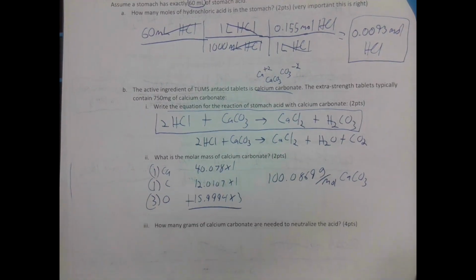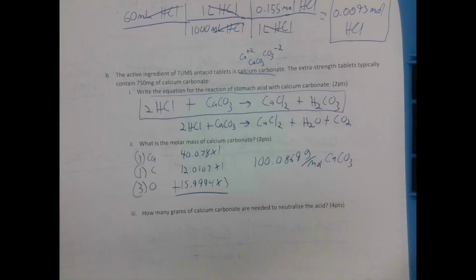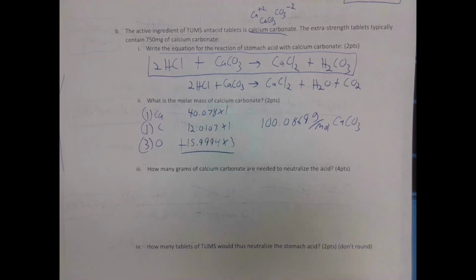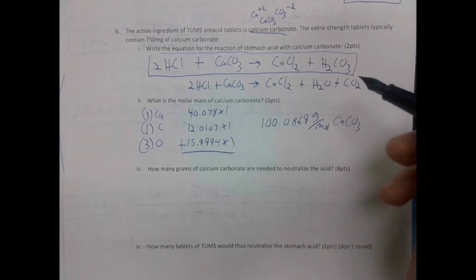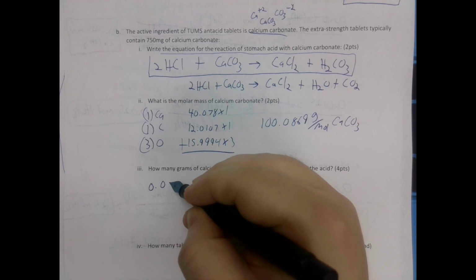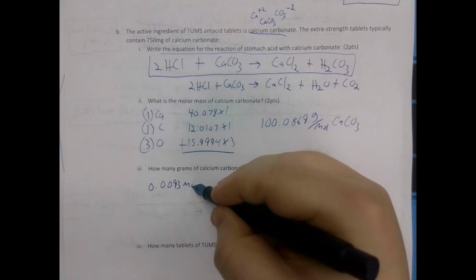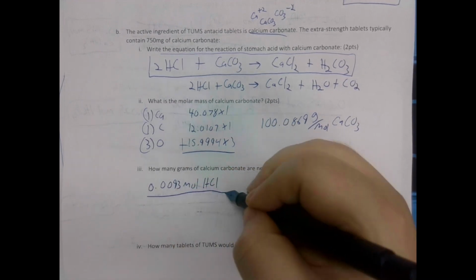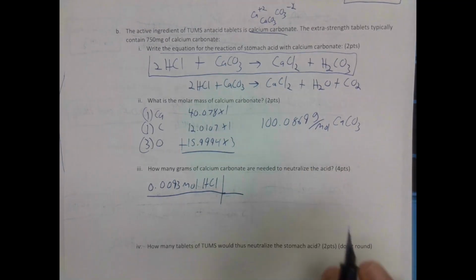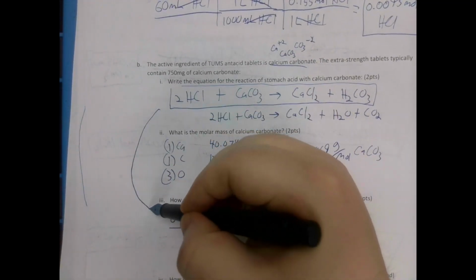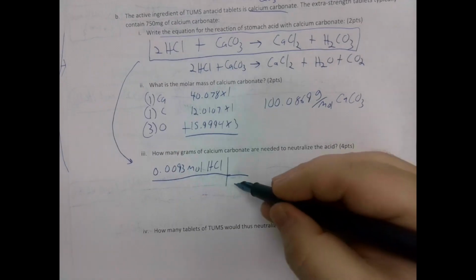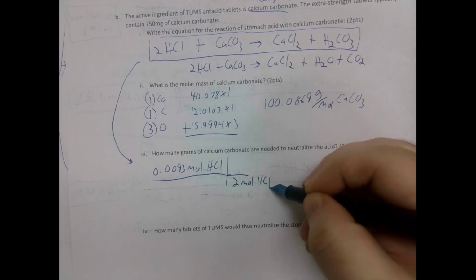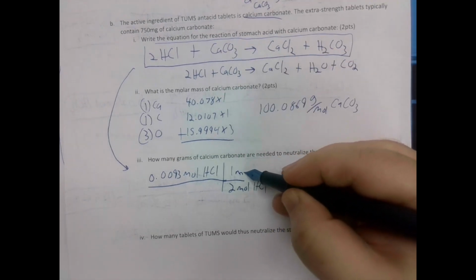Another conversion factor. How many grams do we need to neutralize the acid? So let's start with something we know. So we know how many moles. We have 0.0093 moles of HCl. And we can convert this by using this equation. We know that for every 2 moles of HCl, we need 1 mole of calcium carbonate.